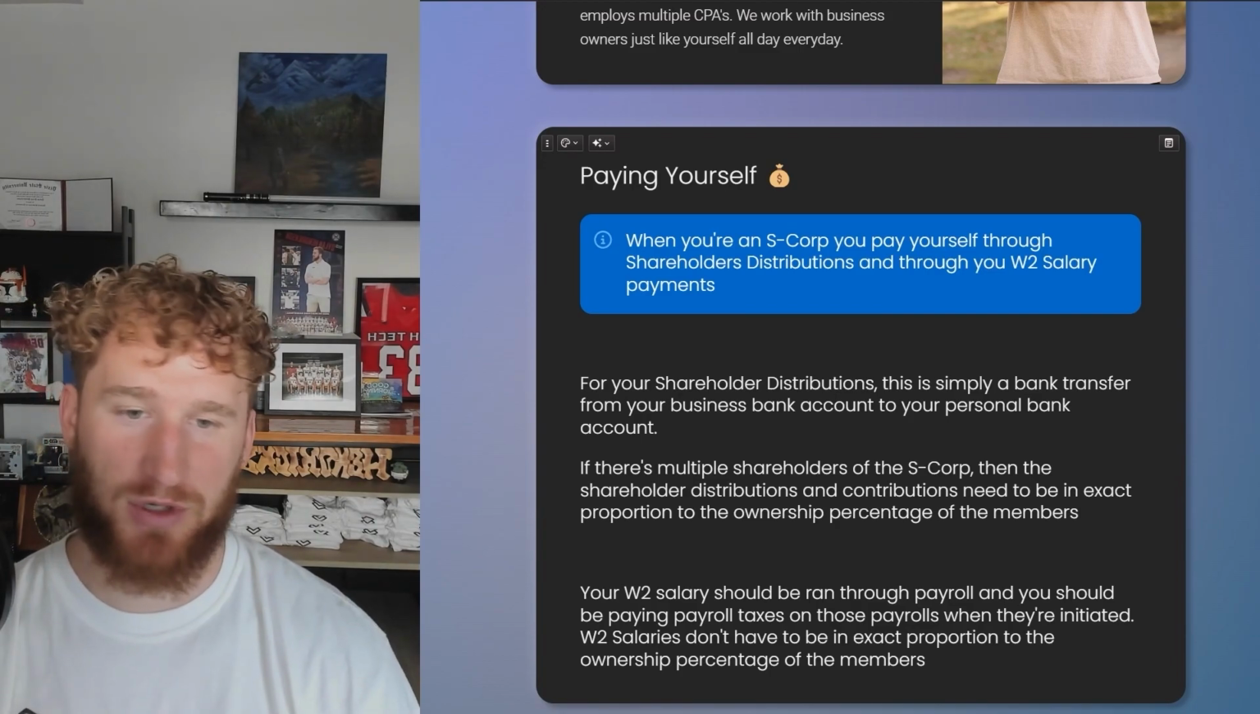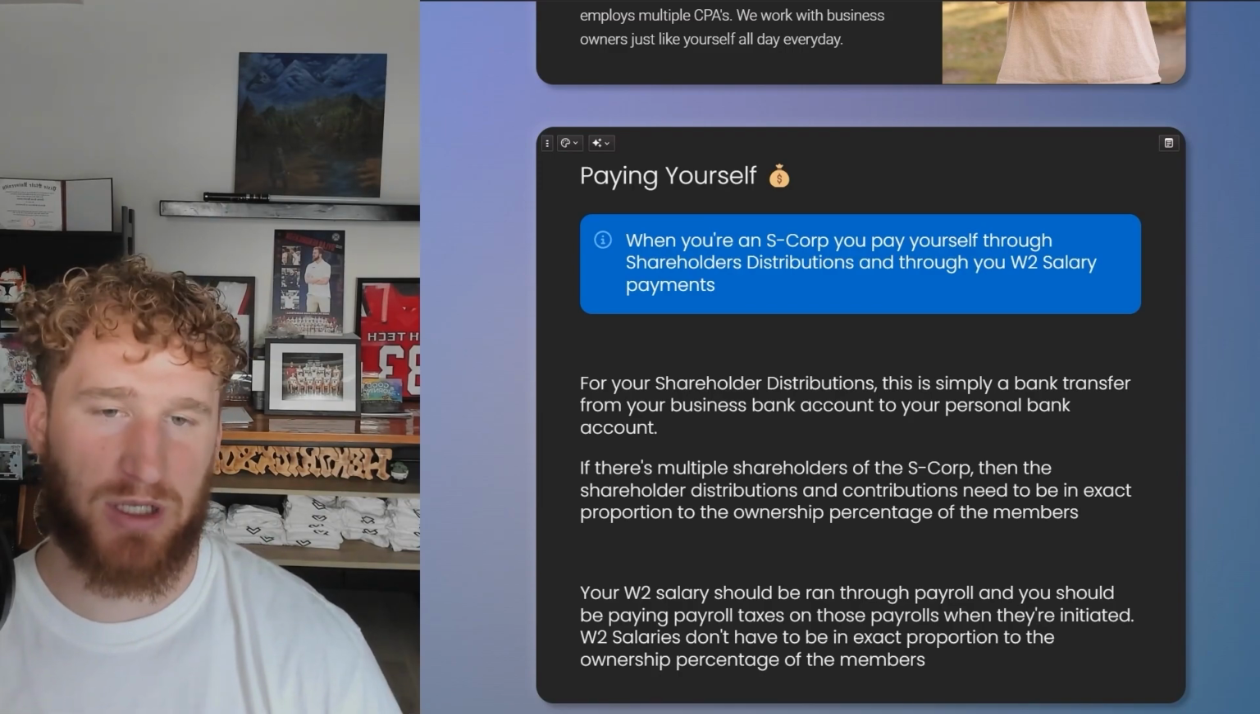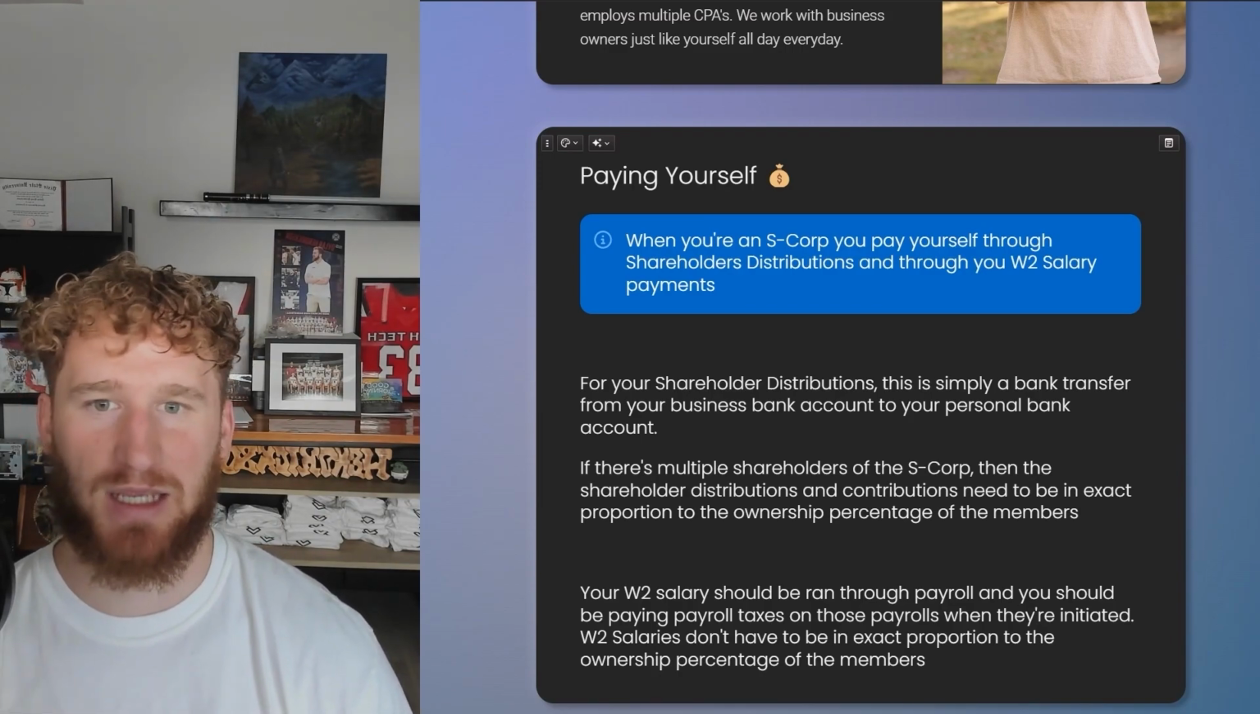But yeah, those are the two ways. Shareholder distributions, simply a bank transfer from the business account to the personal account. W-2 salary should be run through a payroll processor like QuickBooks or Gusto, Paychex, ADP, one of those things.